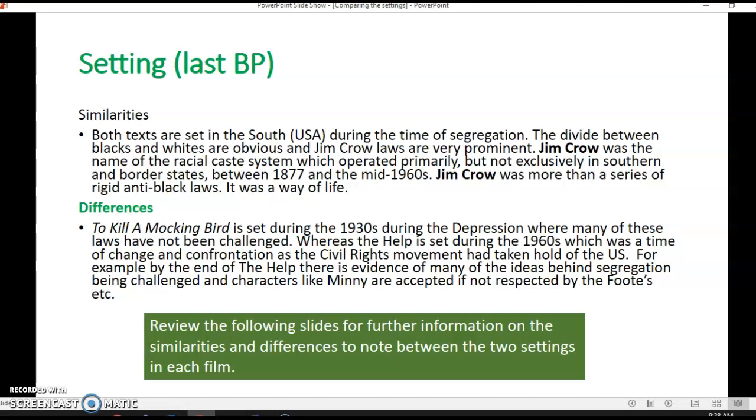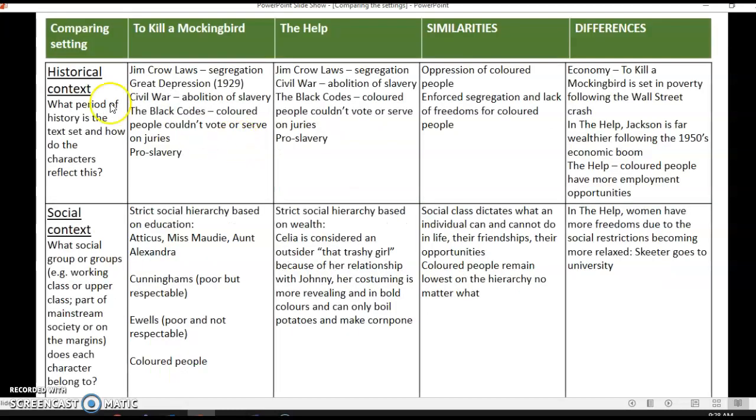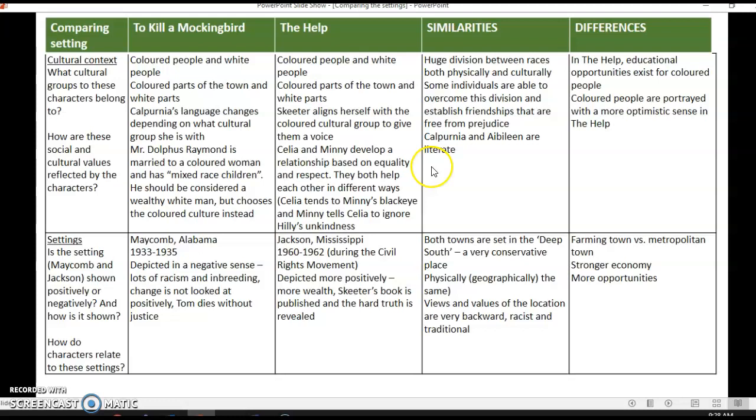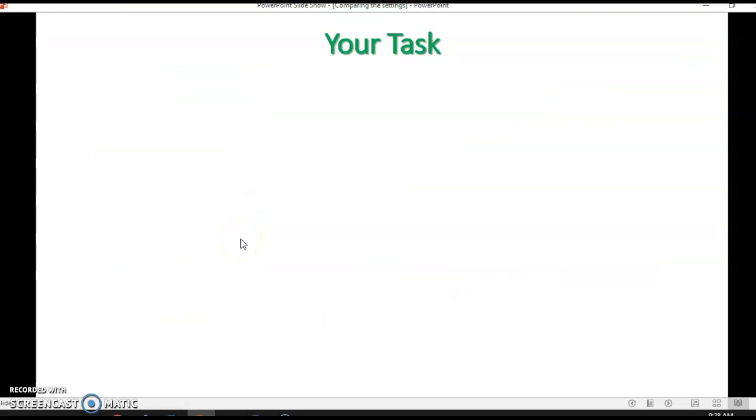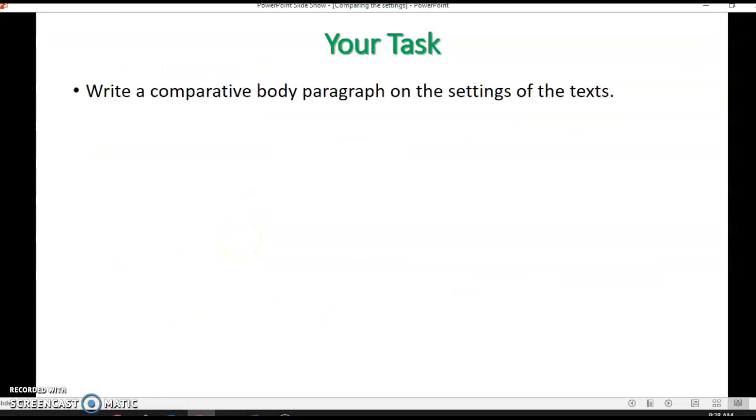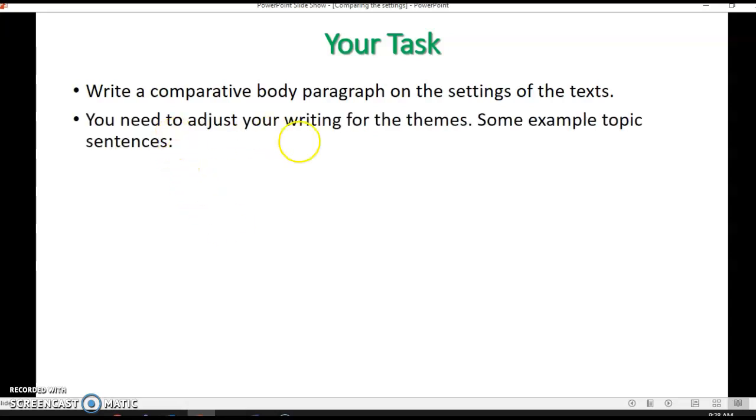Okay, so the following slides, this is going to be in Compass, is just a bit of an overview on the historical context, the social context, with similarities and differences, and cultural and settings, okay? So I recommend that you have a read over that to just get some ideas. So your task is to write a comparative body paragraph on the settings of the text. You need to adjust your writing for the themes.